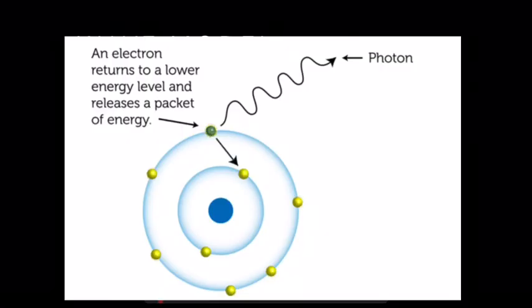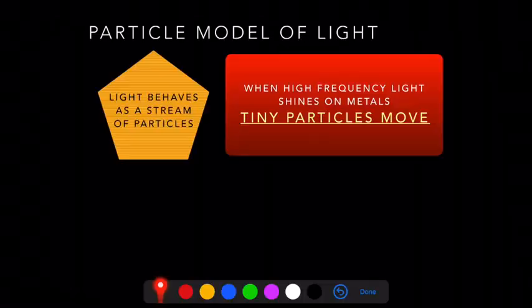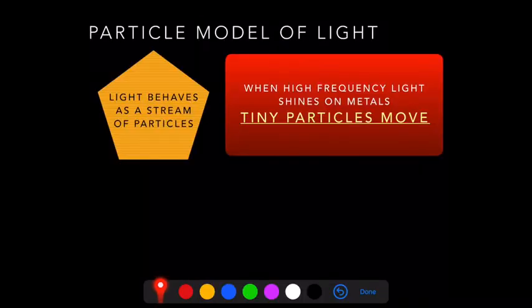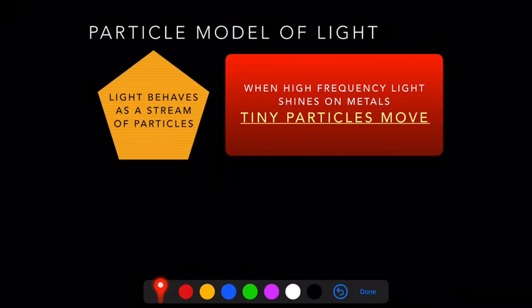And it says that when an electron returns to a lower energy level, it is thought to give off a tiny packet of energy called a photon. Okay? The electron returns to a lower energy level and releases a packet of energy. And now, in the particle model of light, light behaves as a stream of particles. You've seen light, right? Like when it enters through a window and you see small white beads.